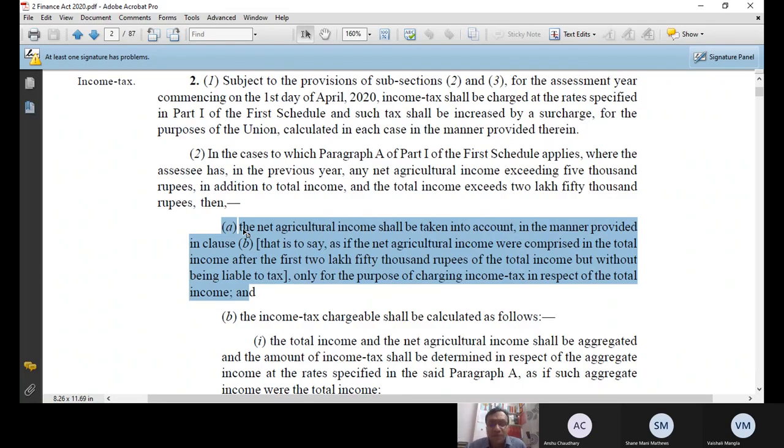So if you simplify this language, what do I mean by this? Assume that your net agricultural income is also income. What is clause A? Just assume that your net agricultural income is also income. That's it. And on which tax will be payable? Because it says, only for the purpose of charging income tax in respect of total income. Just to compute the tax on total income, assume that net agricultural income is a part. This is my clause A.